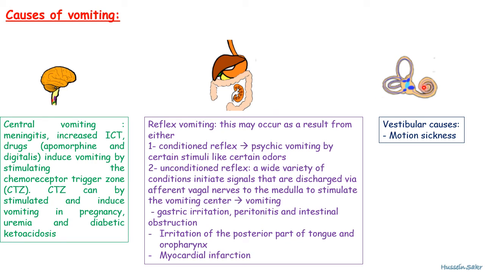Another cause of vomiting is the vestibular cause, which is usually caused by motion sickness, due to stimulation of the receptors located in the semicircular canal, which is the crista. This asymmetrical discharge of the crista can produce vomiting due to stimulation of the parasympathetic centers located in the medulla oblongata.